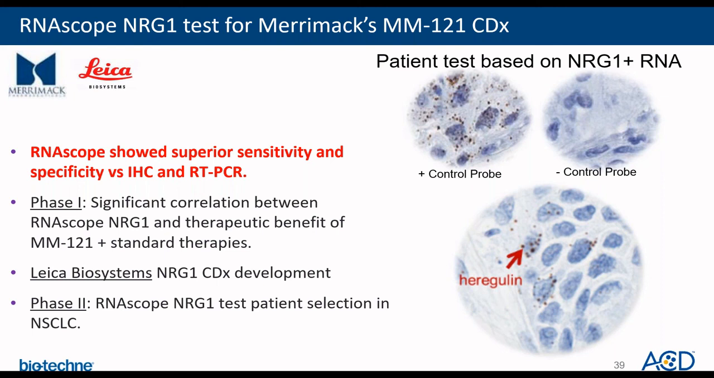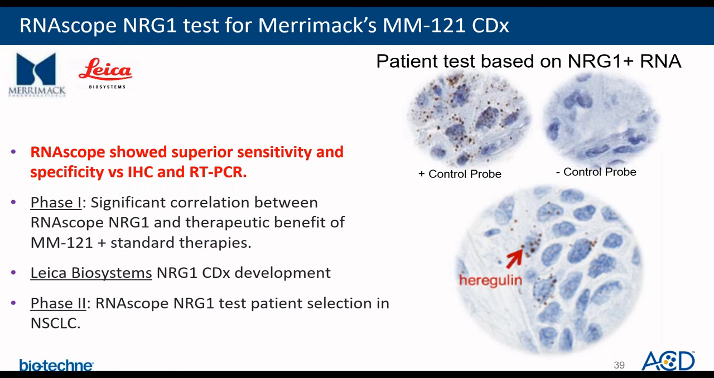The first clinical diagnostic test program that we worked on was with Merrimack Pharmaceuticals for their anti-ERB3 antibody therapeutic called MM121. They had determined that NRG1, which is also known as heregulin, was the biomarker that was correlating with patient response to treatment with MM121 in combination with standard chemotherapy. Heregulin is a secreted protein, so IHC was not an option, and they would not get enough material from a needle biopsy to perform QRT-PCR.